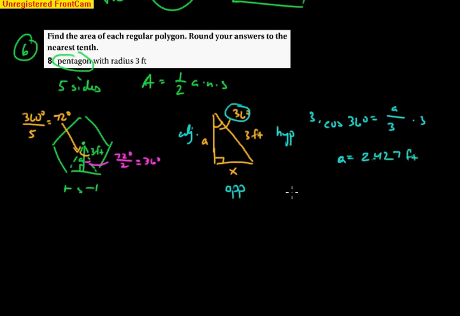And that's in feet. Now I'll do a similar thing to find x, except x is the opposite side. I want to use the hypotenuse. That's sine. Sine of 36 equals the opposite x over the hypotenuse 3. And again, multiply both sides by 3. 3 sine of 36 degrees, and I get 1.763.